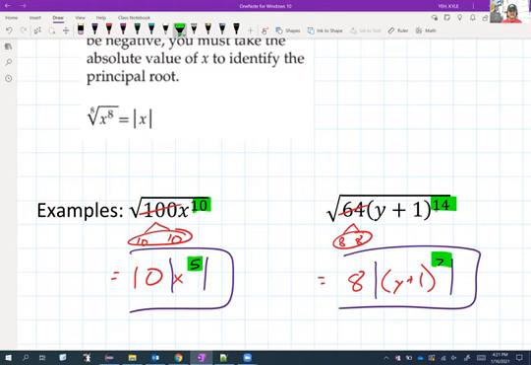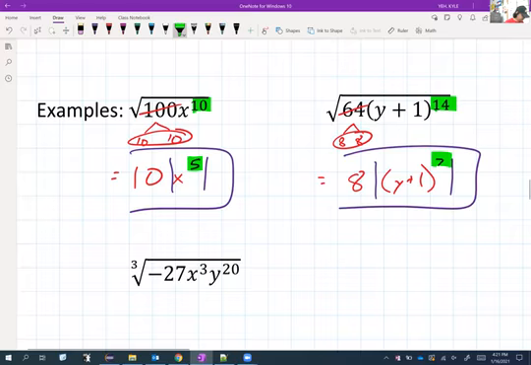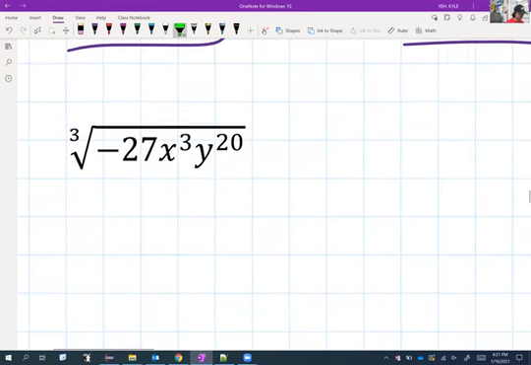All right, so two more as we're simplifying all these nth roots. I know we're doing lots of practice today. I want to talk about one with a negative. The cube root of negative 27, x cubed y to the 20th. I'm not worried about the x cubed y to the 20th. If you've made it this far, hopefully you're feeling pretty good about simplifying those variables.